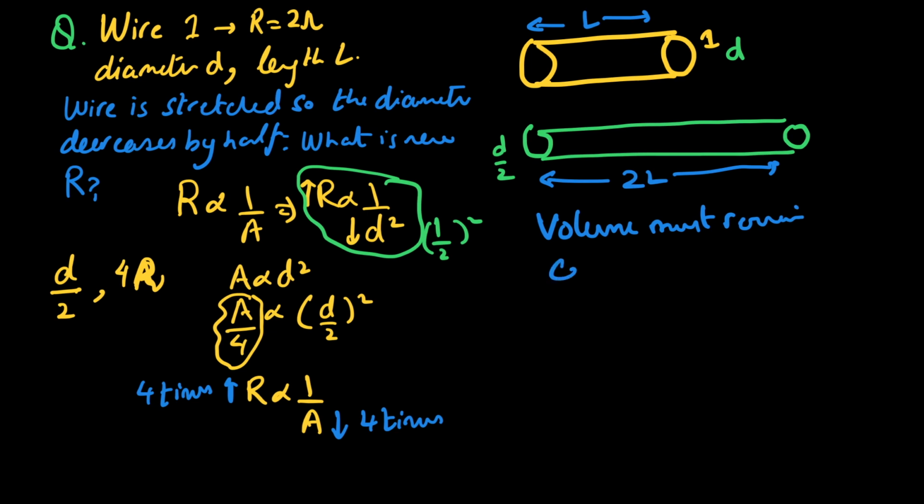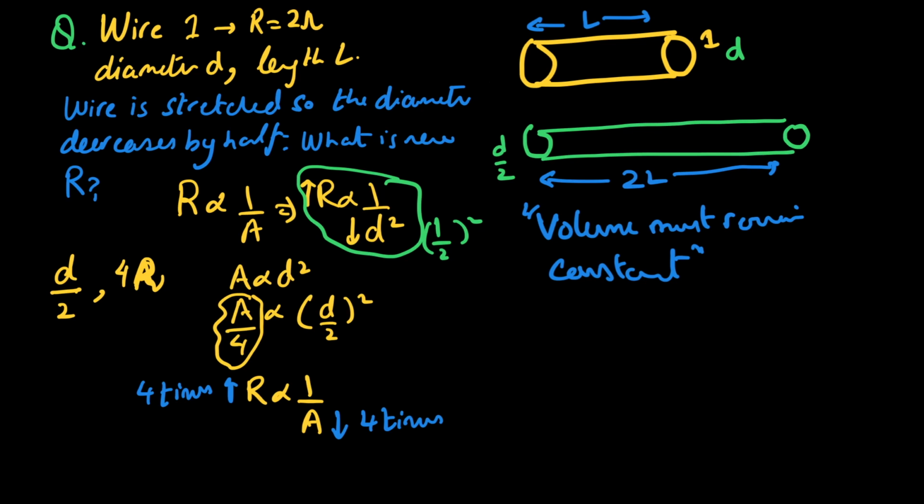Volume must remain constant. Now, there will be questions where he will explicitly mention this. If he doesn't, then you have to assume that the volume remains constant. But it's the same amount of wire that you've used. So the volume must remain the same. If the volume has to remain the same, then definitely the length must have doubled.